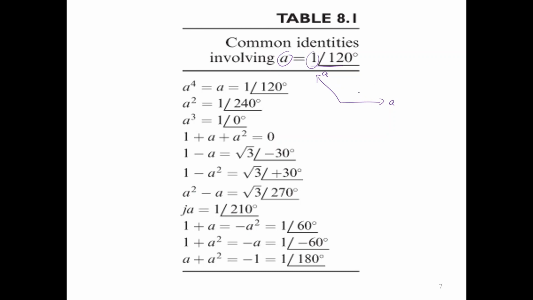I'm sorry. This is A. Sorry, this is 1. This is A, because you have shifted this by 120. The angle, the length is 1, right? You rotate twice. You get A square.